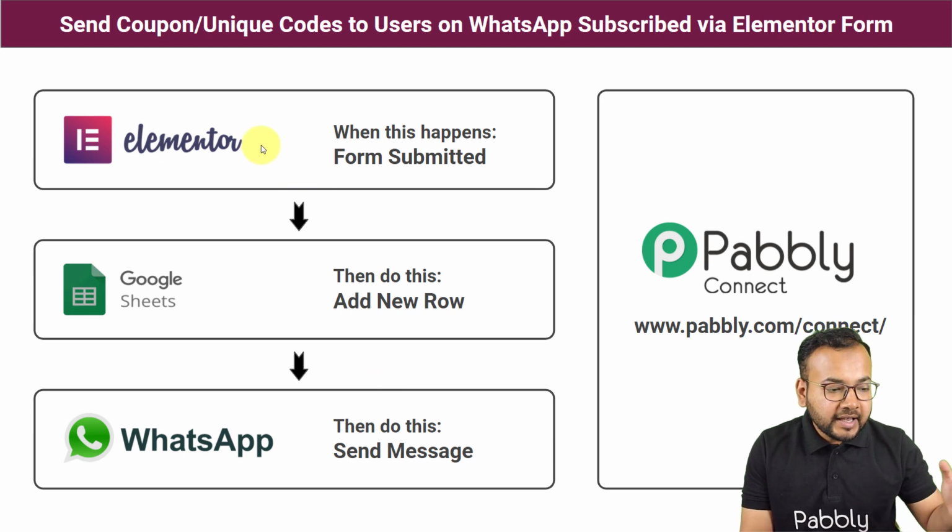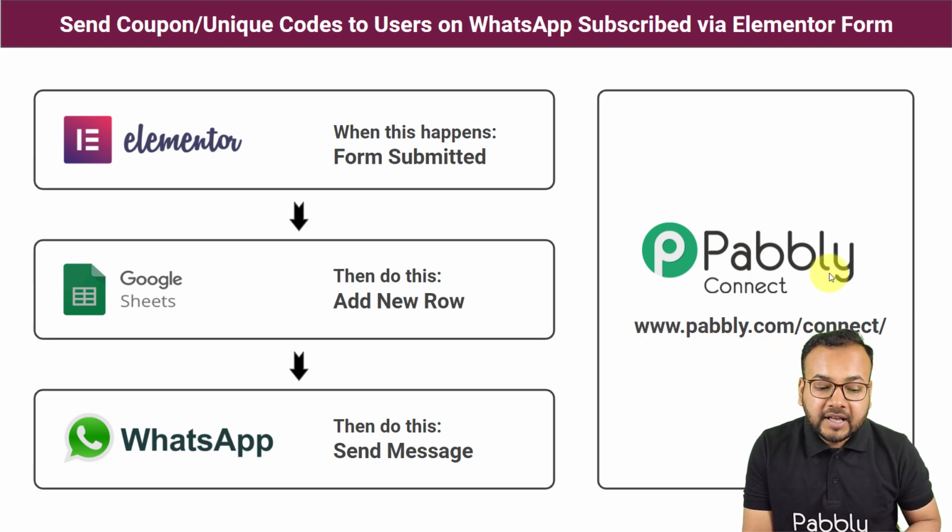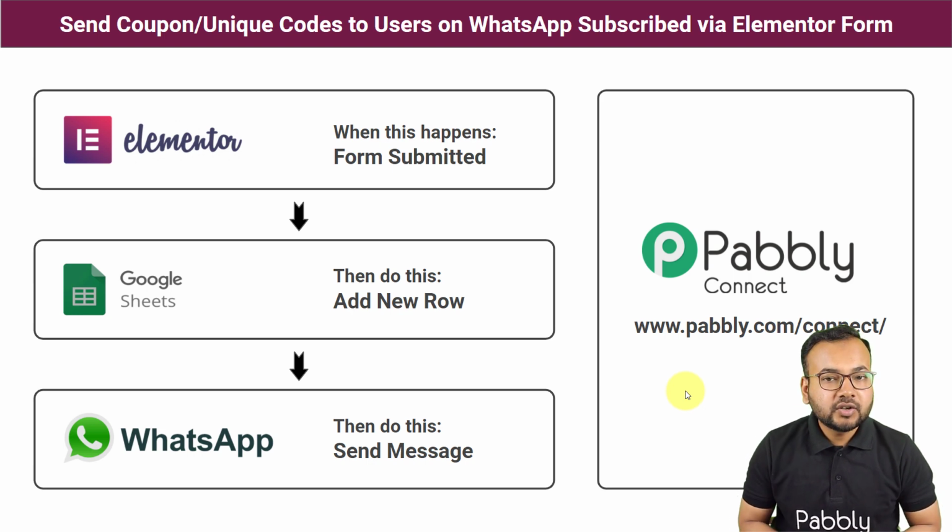Okay, so as and when a person fills the form, the data of the person is going to be added in a spreadsheet automatically, and simultaneously a message will be delivered on the WhatsApp account of the customer. This is going to happen automatically, and to make this happen we are using Pabbly Connect, which is an integration and automation tool. And guys, the best part of setting up this automation is that you will not require any coding skills or programming knowledge. So anyone can set up this automation very easily. So now let's set up this automation together.